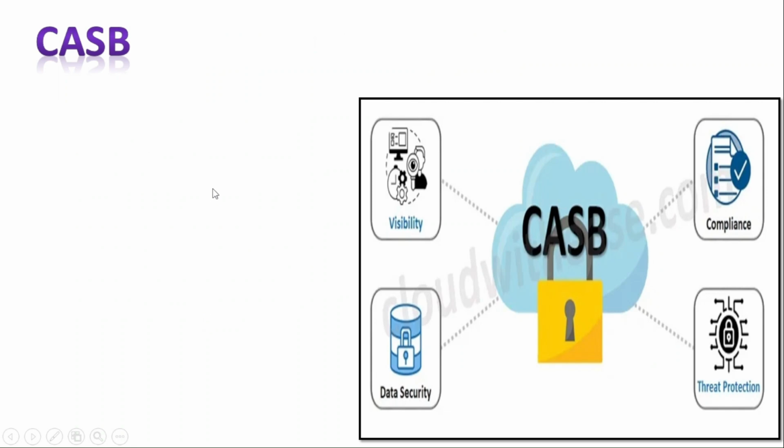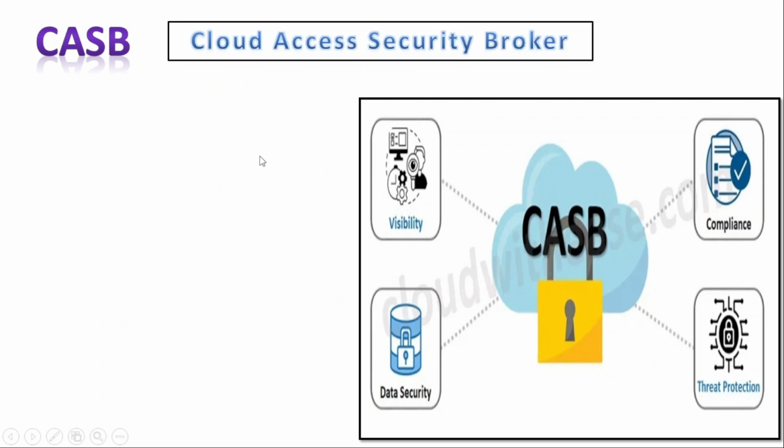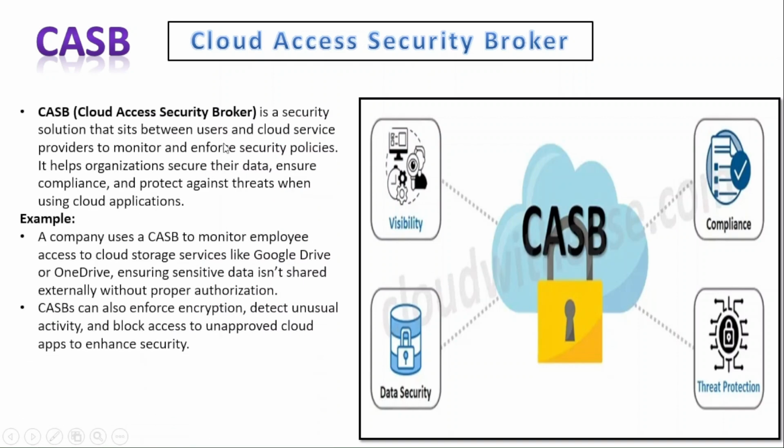CASB, that is Cloud Access Security Broker. So CASB or Cloud Access Security Broker is a security solution that sits between users and cloud service providers to monitor and enforce security policies. It helps organizations secure their data, ensure compliance, and protect against threats when using cloud applications.